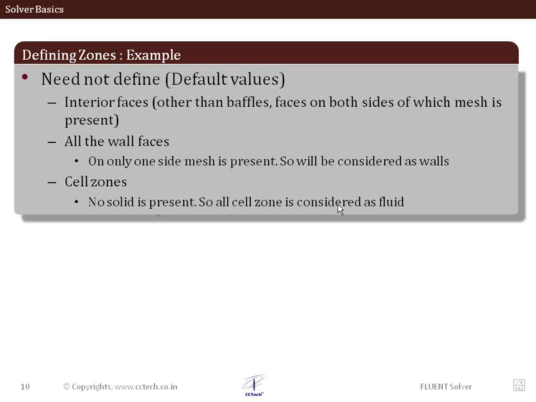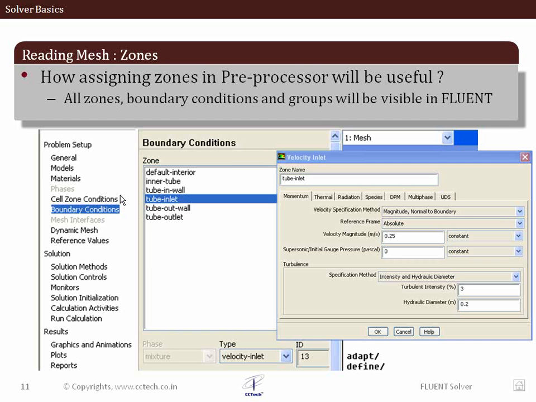But if I'm using ICEM-CFD, it might happen that it will be given a wall type of boundary. External faces are anyway termed as wall in both ICEM-CFD and Gambit. And if I don't give any name to the cell zones in Gambit, then it is treated as fluid, but otherwise ICEM-CFD treats it as a wall or a fluid depending upon the name. So these are some of the conventions which we use.